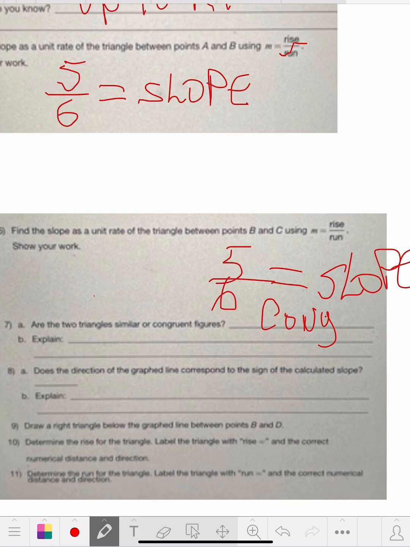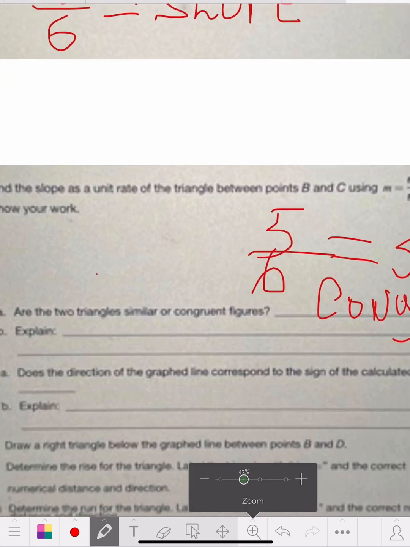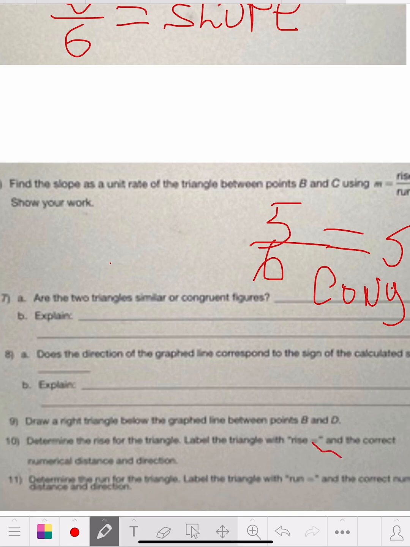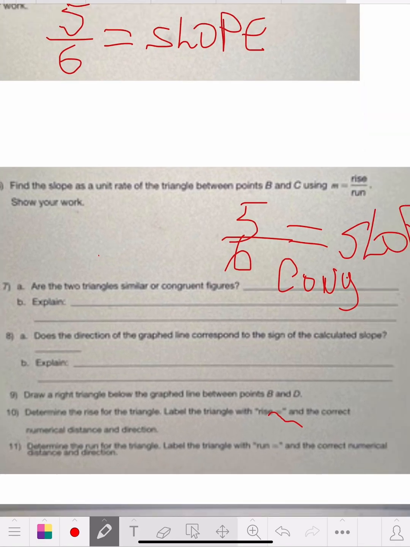Now, does the direction of the graph correspond to the sign of the calculated slope? Yes, they're positives. Yes. Positive. Now, they want you to draw one between B and D.